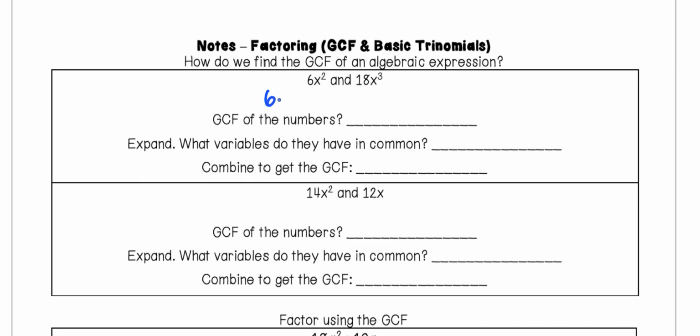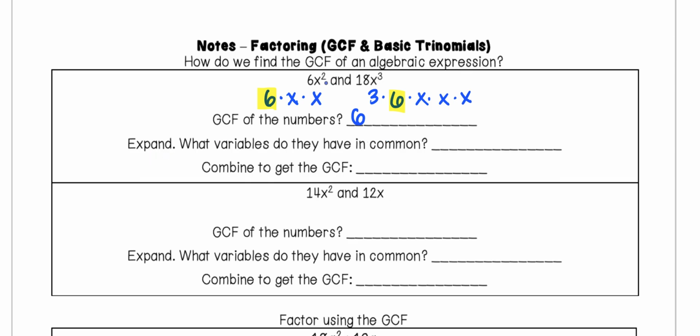For 6x squared, that would just be the same as 6 times x squared, or we could think about it as 6 times x times x. 18 is the same as 3 times 6, and x cubed means to multiply x by itself 3 times, so x times x times x. So the GCF of our numbers would be 6, because 6 can be multiplied by 1 to make 6, so it's a factor of itself. So the greatest common factor of the numbers is 6.